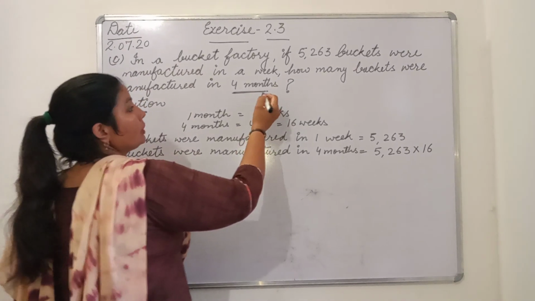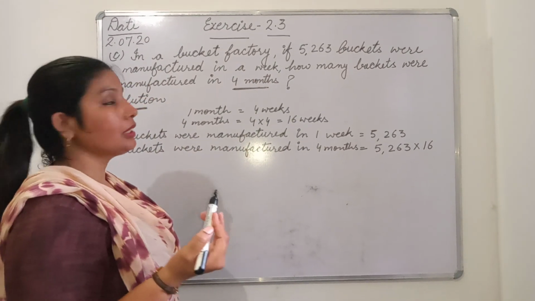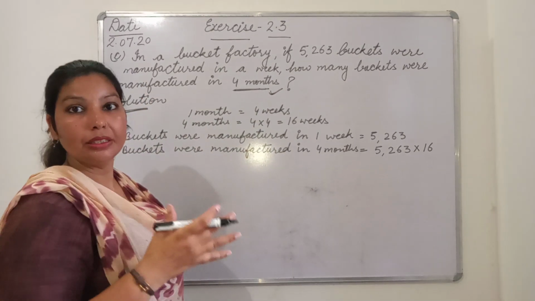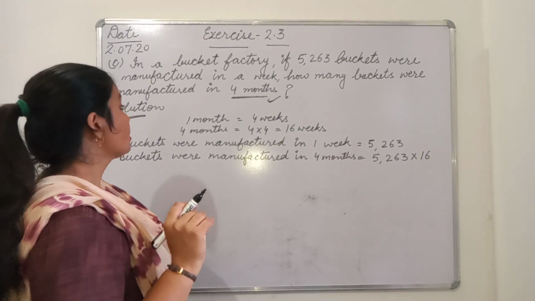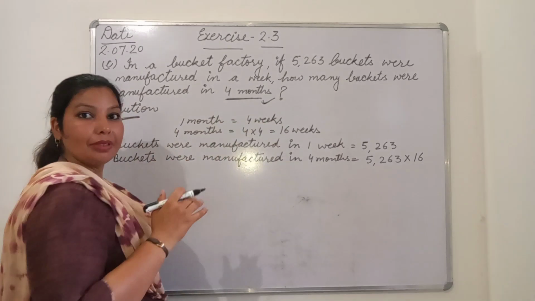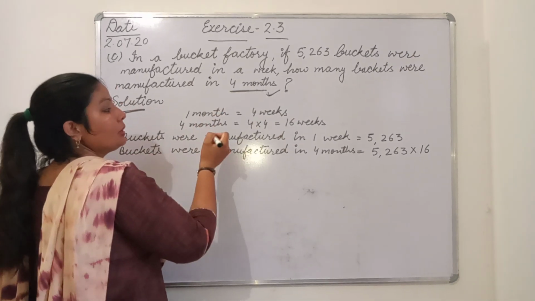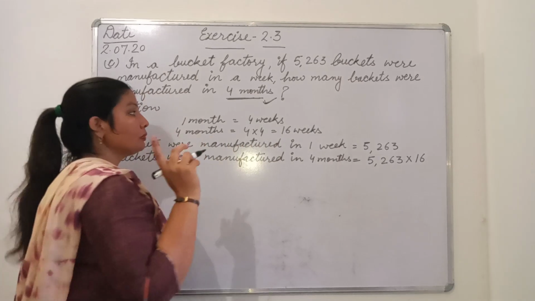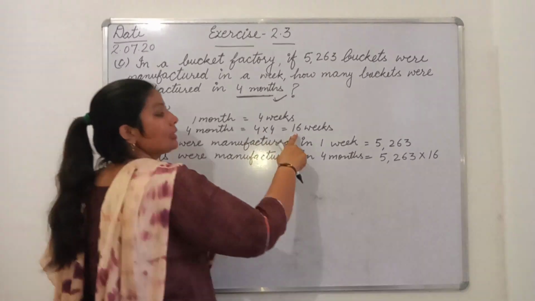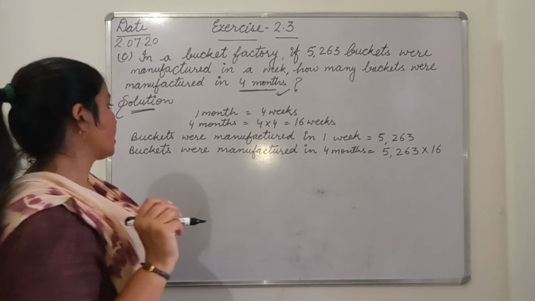We should convert month into week, because we know how many buckets were manufactured in a week. Then we have to find how many buckets were manufactured. So now we start our solution. 1 month equals 4 weeks. We know very well that in 1 month there are 4 weeks, and now months are 4. So 4 months equals 4 multiplied by 4, because 1 month is 4 weeks. 4 into 4 equals 16 weeks. So in 4 months there are 16 weeks.